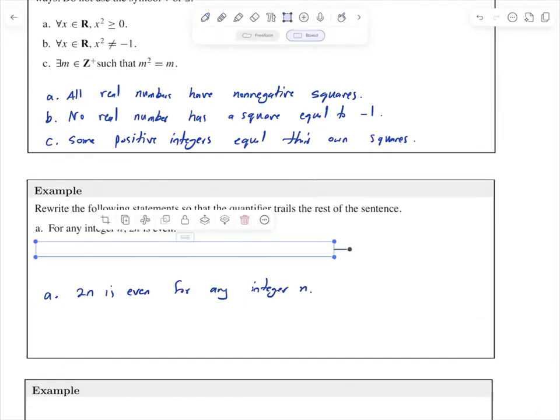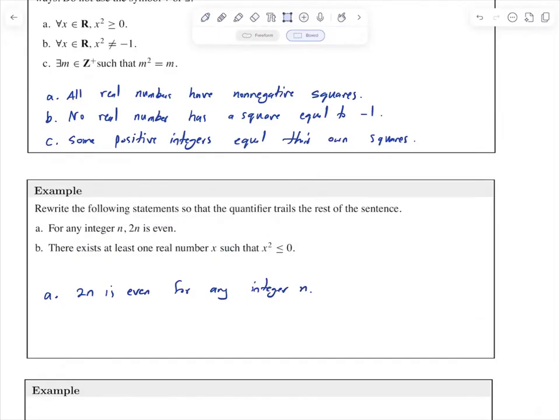Another example for you. Here we have: there exists at least one real number x such that x squared is less than or equal to 0. We can write it this way. x squared is less than or equal to 0 for at least one real number x.